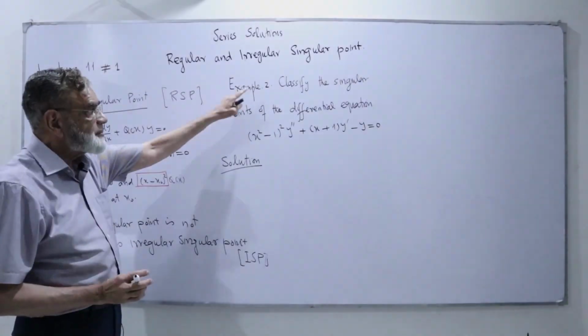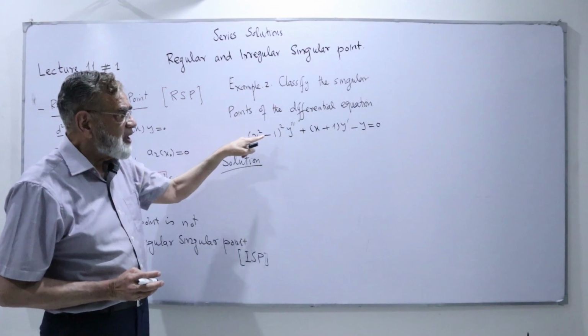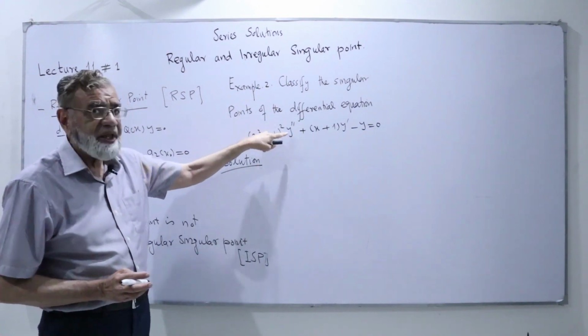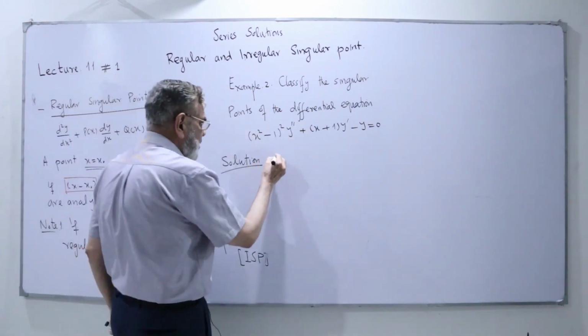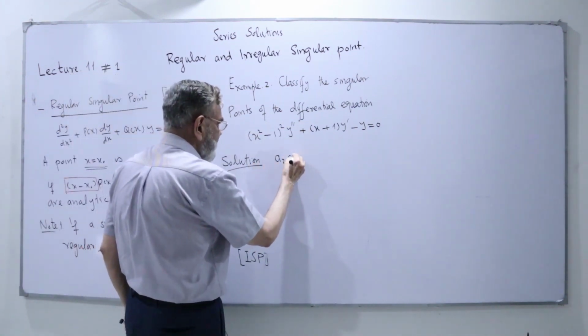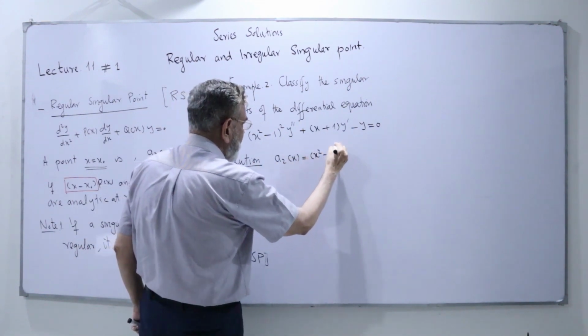Take second example. Again, we want to classify the singular points of the differential equation (x² − 1)² y'' + (x + 1) y' − y. Now we write a2 of x. First we find what our singular points are. a2 of x is (x² − 1)².